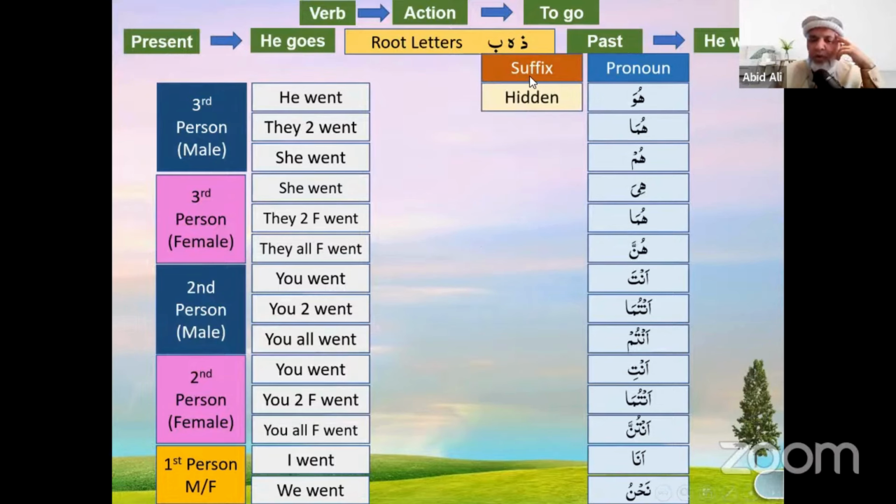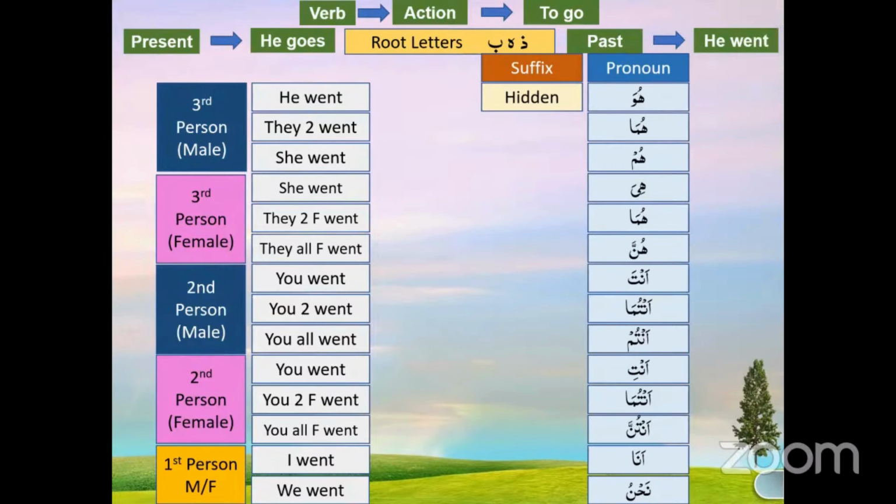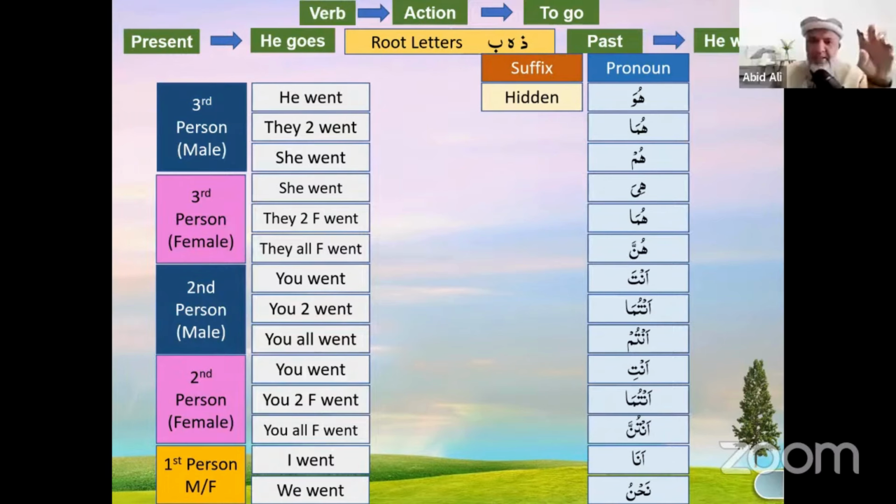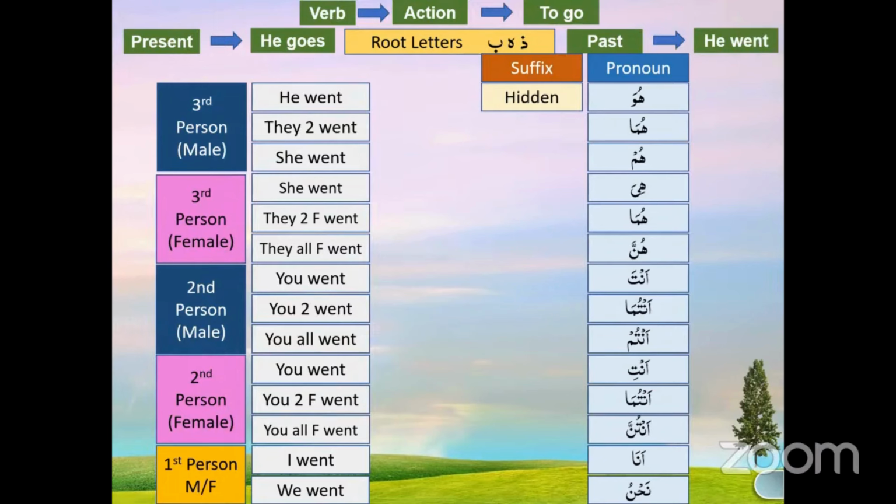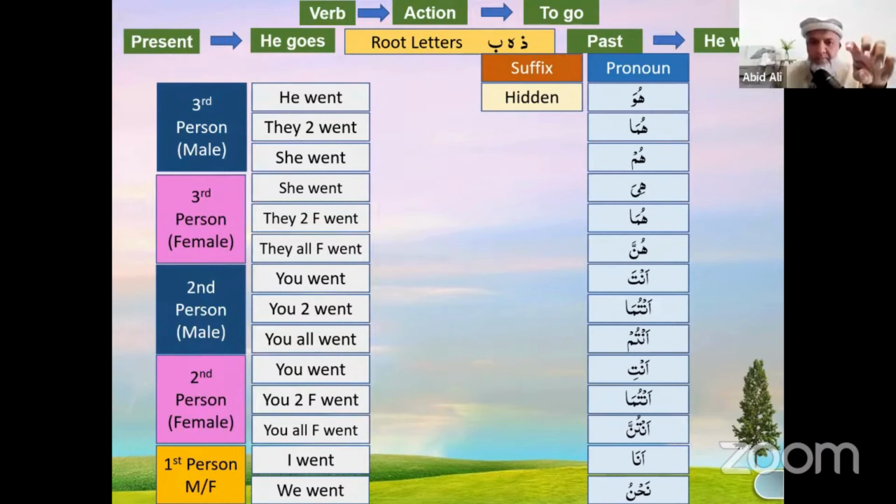For huwa, we don't have any suffix. What does the suffix mean? In the Arabic language, when you're dealing with the past tense, you are going to look at the end of the verb. So is a suffix at the end or in the beginning? At the end. A prefix is in the beginning, and a suffix is at the end.